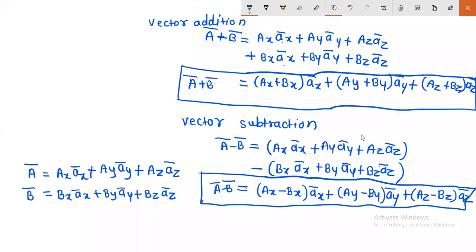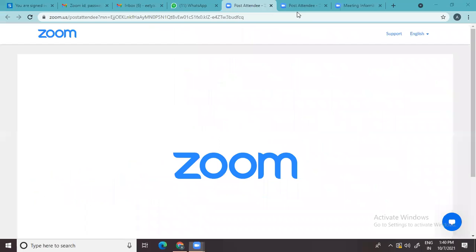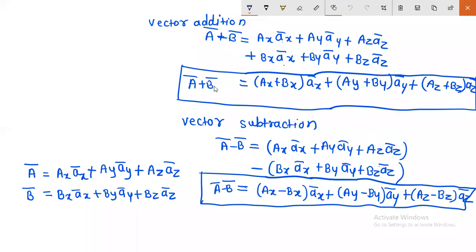So everyone understood how to add and subtract any two vectors if there are three coordinates given? Did you understand? Yes or no? Yes, ma'am. Okay, then reply to me. So here everyone noted. Can I erase? So that we will see some examples.